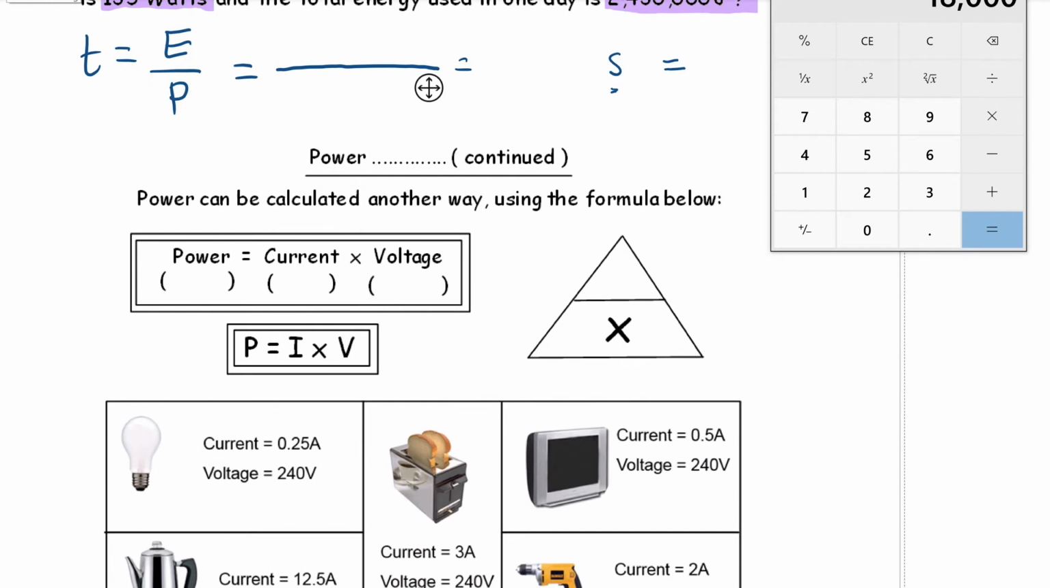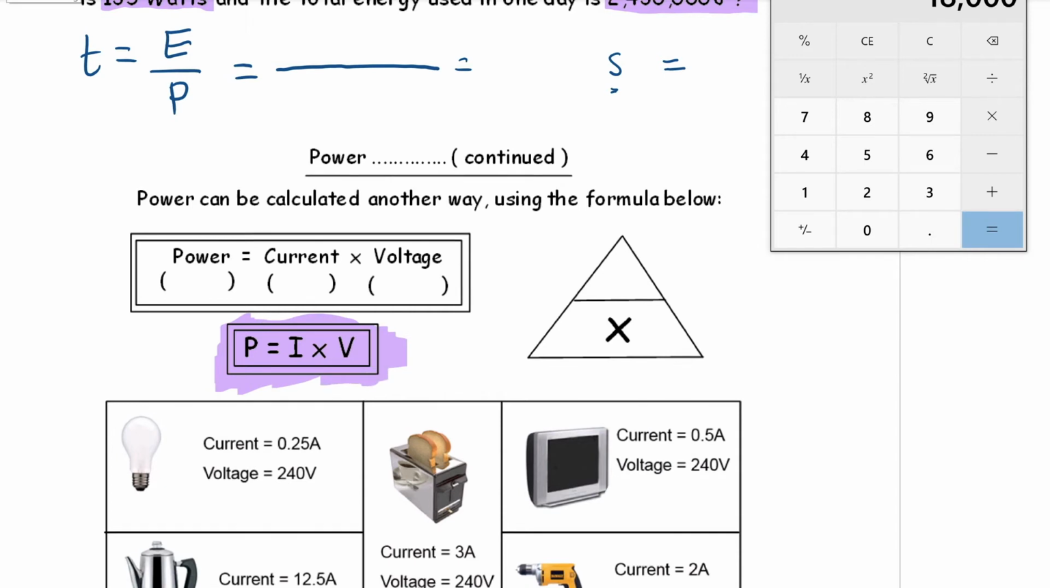So the final part of this lesson, the final part of this topic and booklet, of course, is using this equation. So it's tying together what we've learned about power, current and voltage. And there's a simple equation that we can use. Power is current times voltage.